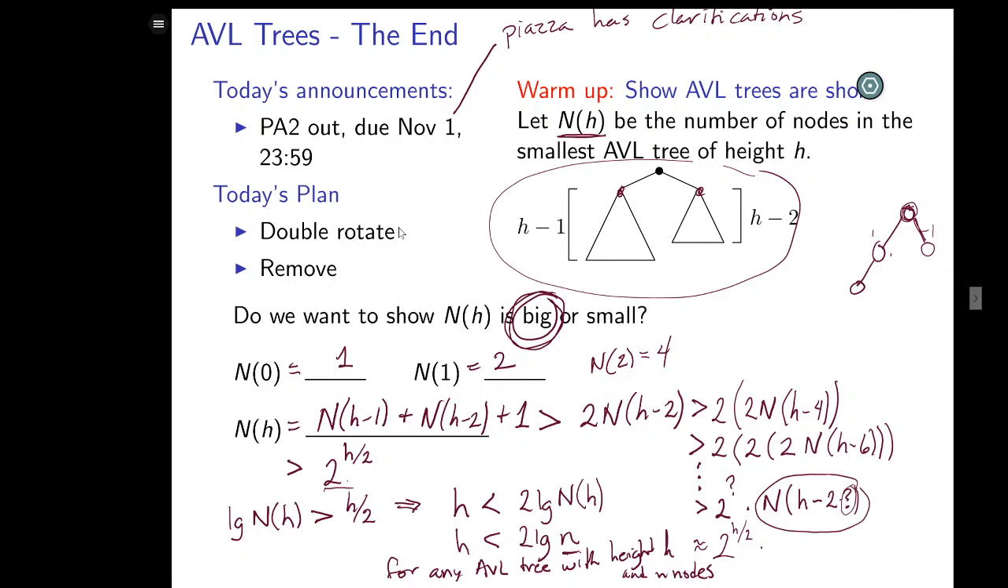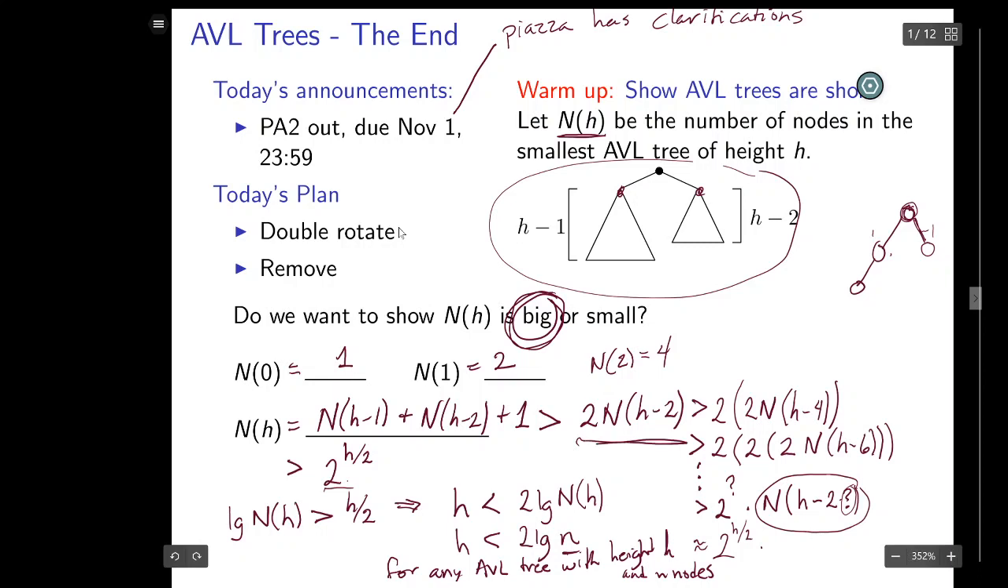Because we've shown this to be true, this inequality h is less than 2 times log of n of h, we've shown that to be true for the AVL tree with the smallest number of nodes in it that has height h. Yep. Sorry, can you explain why you chose that step, where n of h is greater than 2 times n of h minus 2? Like, what made you choose that? Just that first step.